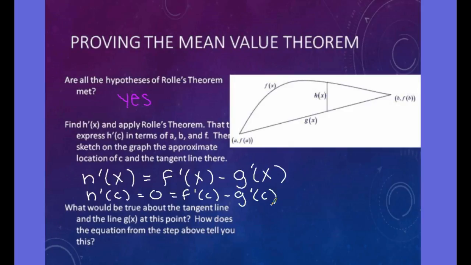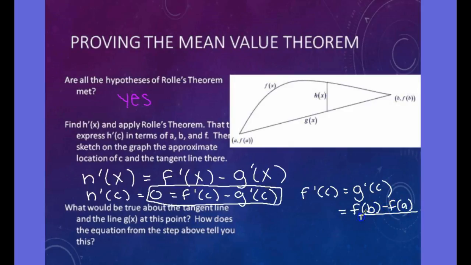It's the slope of the secant, right? It's f of b minus f of a all over b minus a. And this statement right here, because that's where h prime of c equals 0, couldn't I add one of the functions to the other side? Yeah. So I could say f prime of c equals g prime of c. Isn't that basically f of b equals f of a? So g prime of c we said is f of b minus f of a all over b minus a. So I get that f prime of c equals f of b minus f of a all over b minus a.